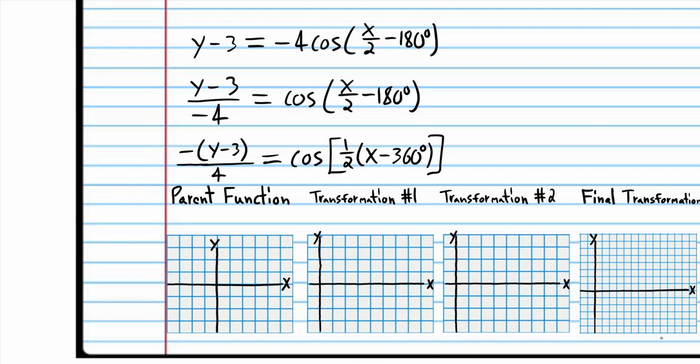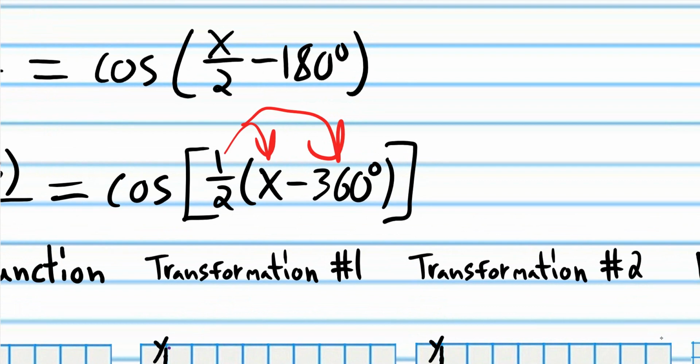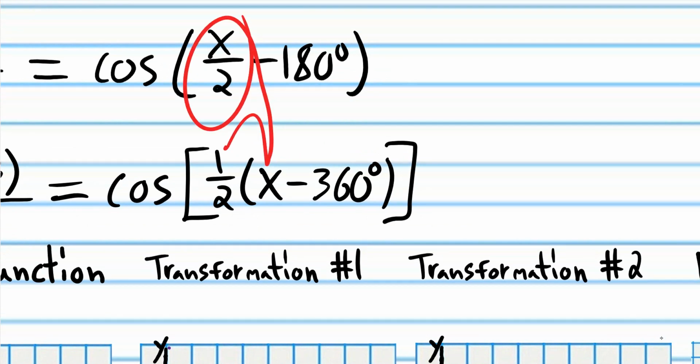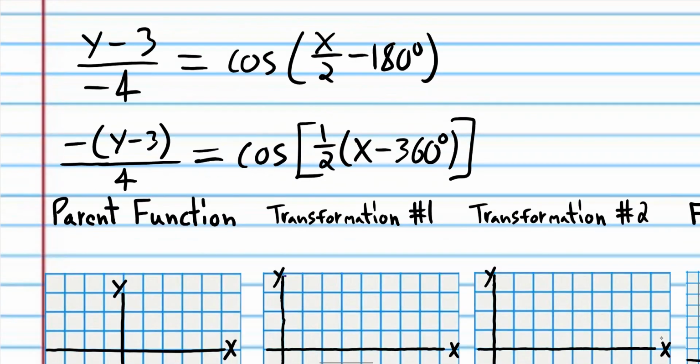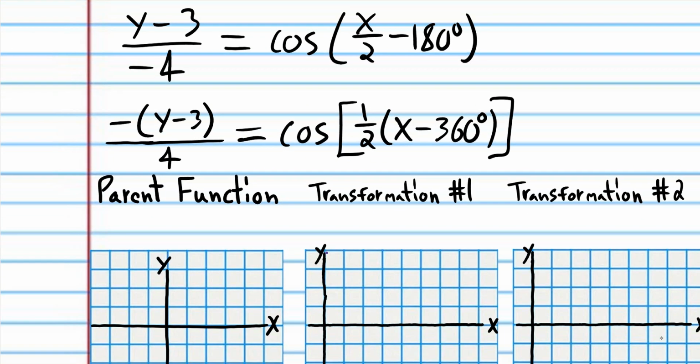Now, if you want to know why that's true, just multiply back with the distribution rule. 1/2 times x is x over 2. And 1/2 times -360 is -180 degrees. So again, I know that's very confusing, but that's just a math trick that we had to learn.